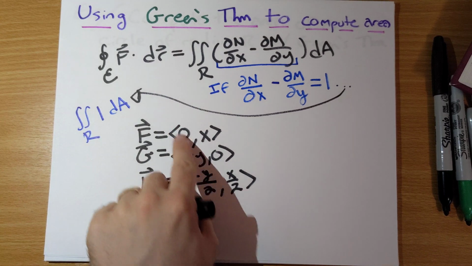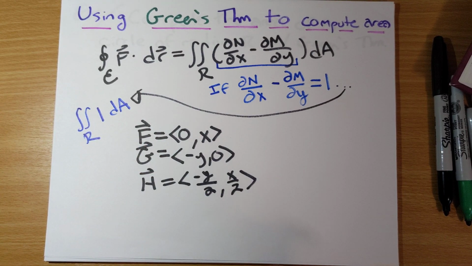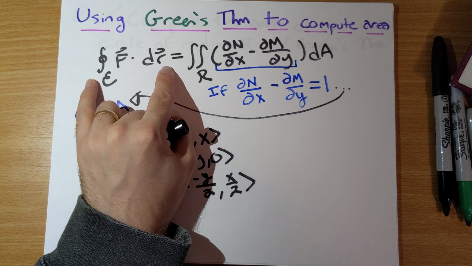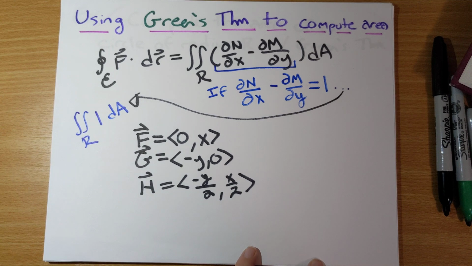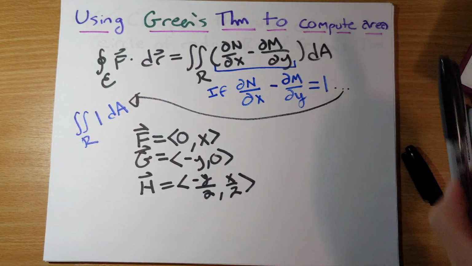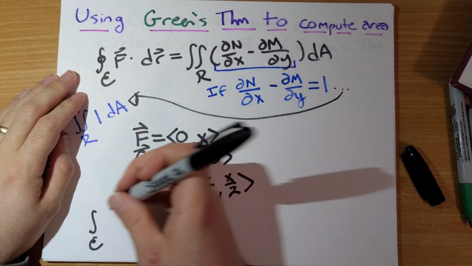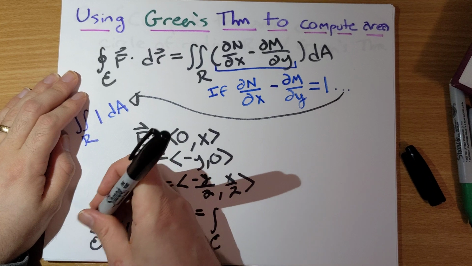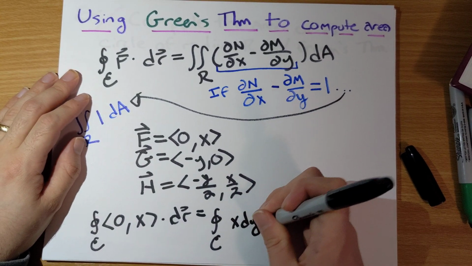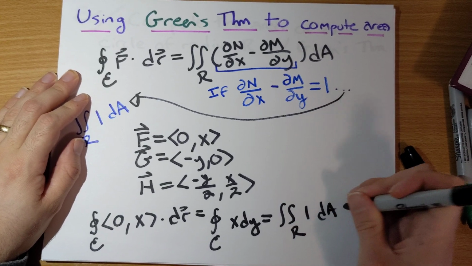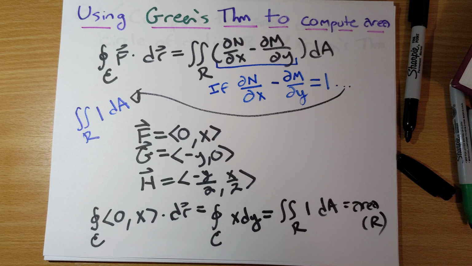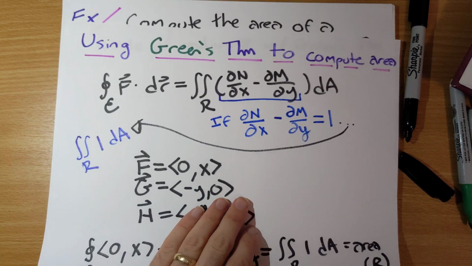And so if you use any one of these three vector fields as your F, and you evaluate the integral around the boundary, you'll get the area. So for example, the integral over C of 0, x dot dr, which we can rewrite as the integral over C of x dy, is equal to the integral of 1 dA, which is equal to the area of R. And so this is very, very cool. This allows us to compute the area of the region just by doing a vector line integral around the boundary of the region.